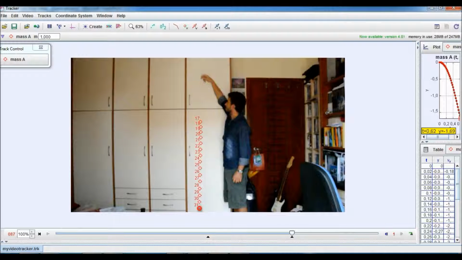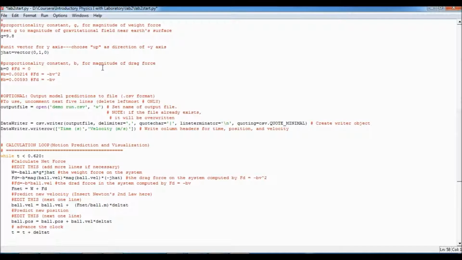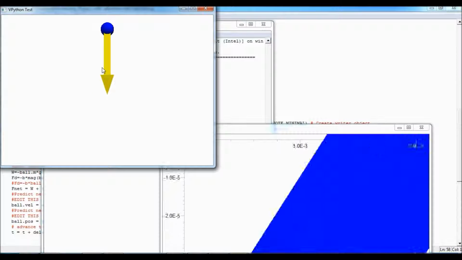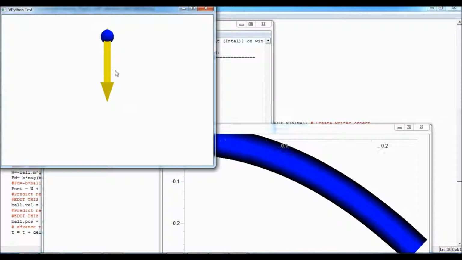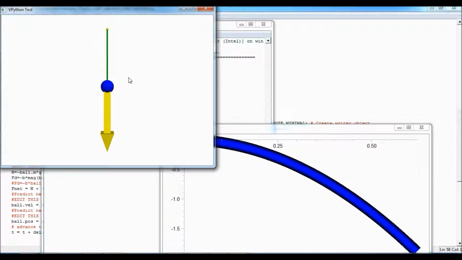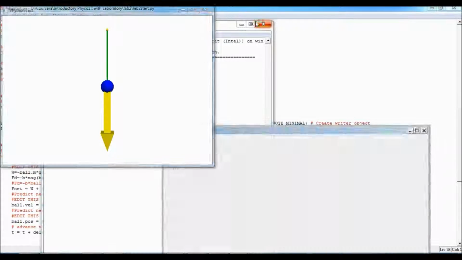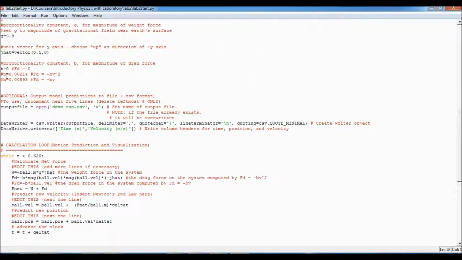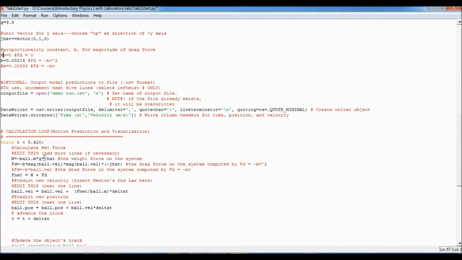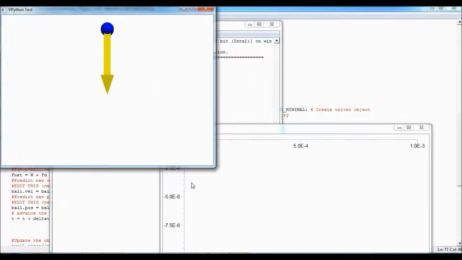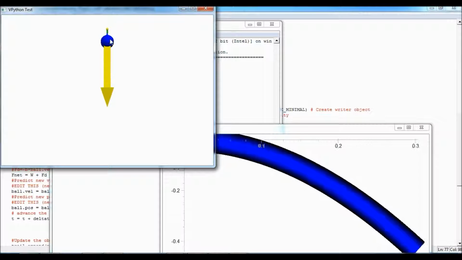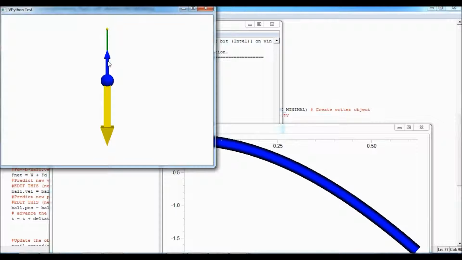Let's run VPython without drag force. Okay, only the weight force shown by the yellow vector, and let's run again using drag force, the second equation. Let's uncomment this and comment this. Okay, here is this second equation. Okay, and let's run VPython once more. As expected, there is a new vector, the drag force, that increases as velocity increases.